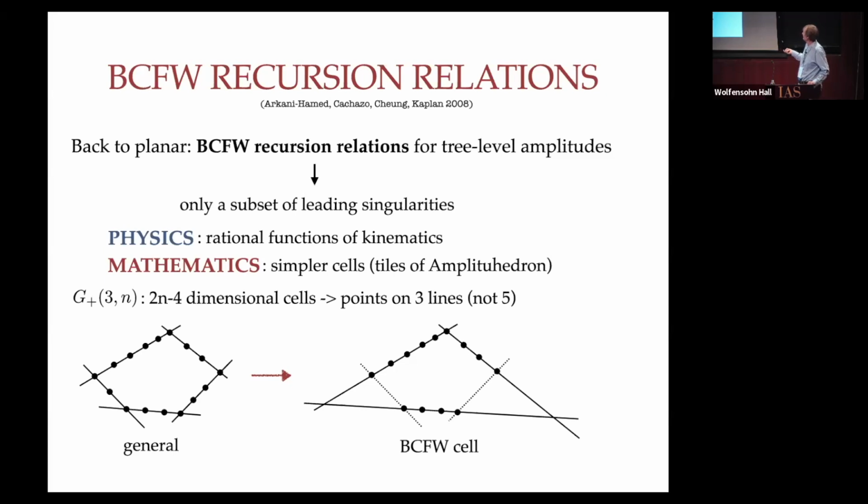But the BCFW ones have only a reduced version of that, where all these points are only on 3 of the lines, not 5. So it's a special set. We cannot see it already here. The BCFW are more special than the generic cell of this dimensionality.